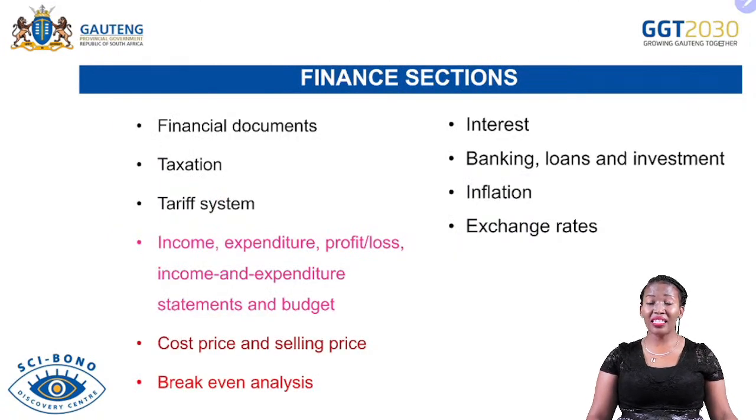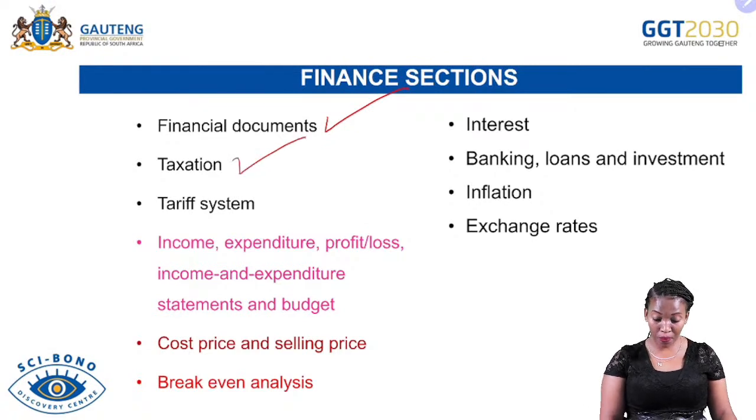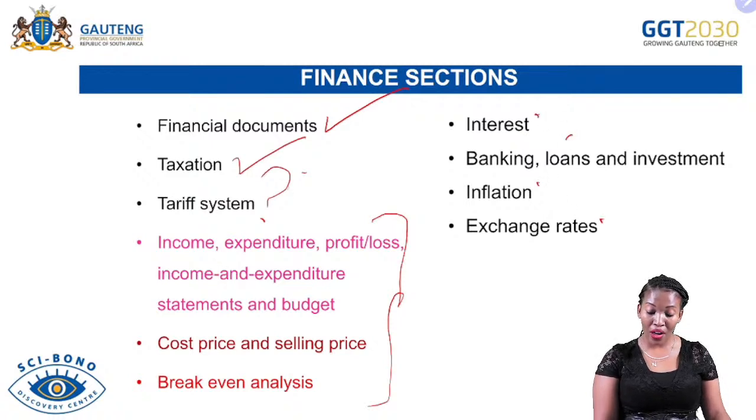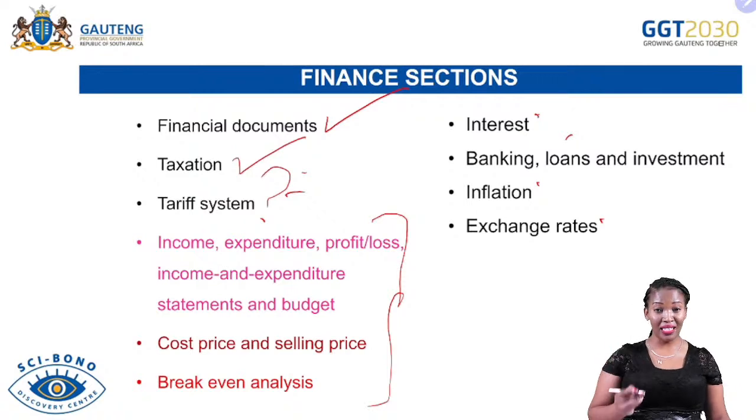Since I said that we are continuing with finance, these are the topics that we have done already. We've done financial documents, we've done taxation, we haven't done the tariff system yet, but today's focus is going to be on these highlighted topics. And then we'll be left with the five finance topics to be done, and then we'll be done for the year with finance.